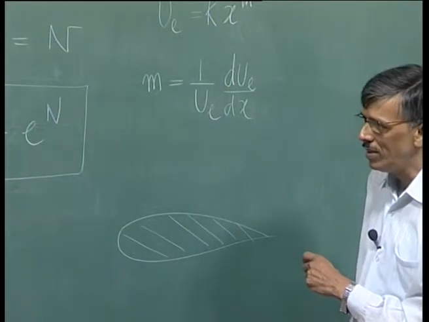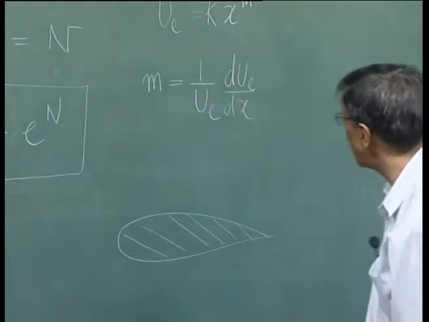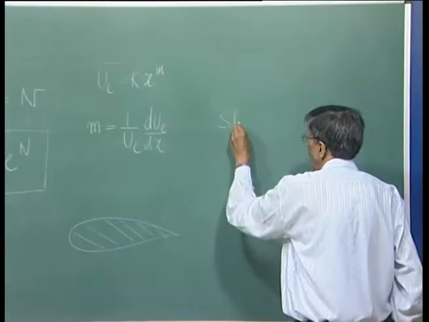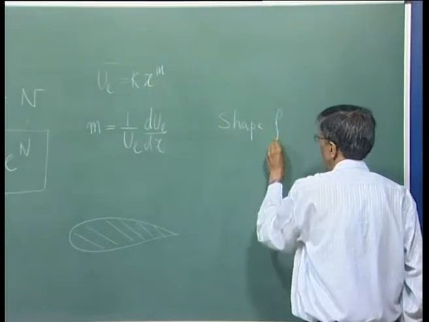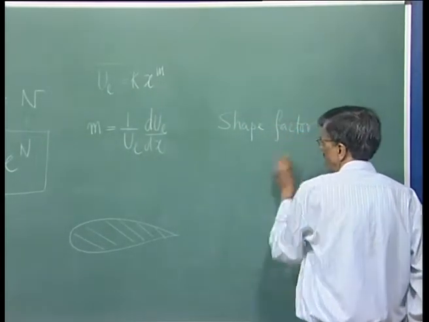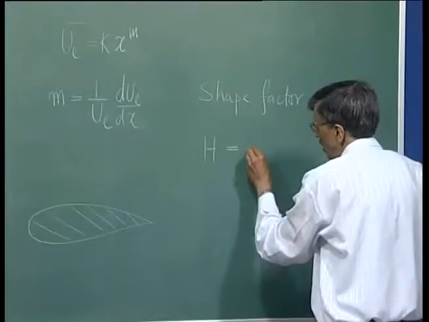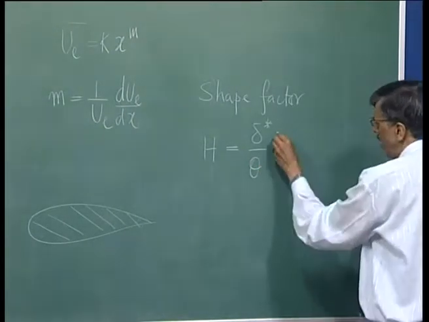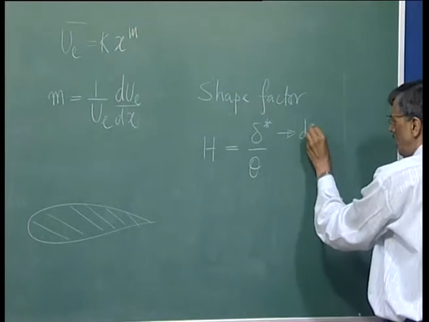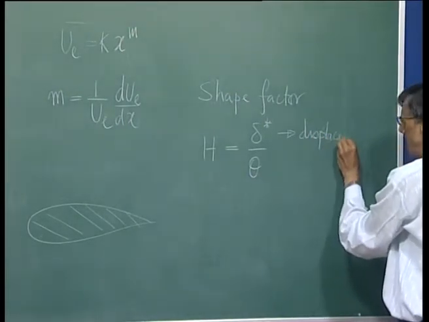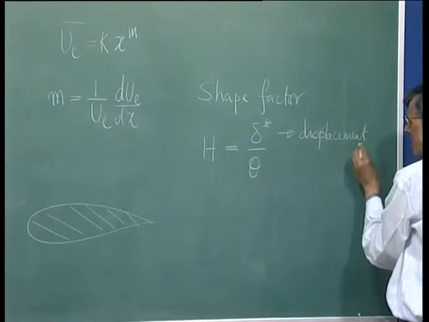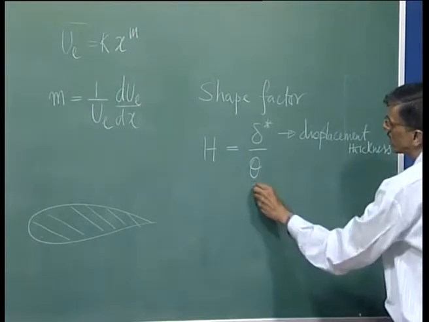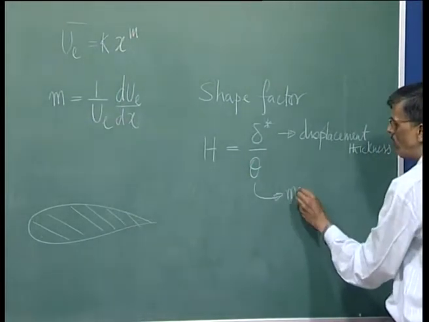Okay. Now, there is another quantity that is of great significance in boundary layer theory, which is called the shape factor. Shape factor is called H, which is nothing but delta star by theta. Well, this we have already identified as displacement thickness. This is what we call the momentum thickness.